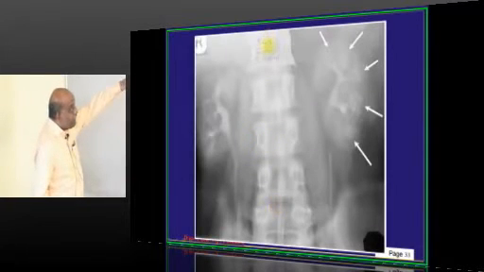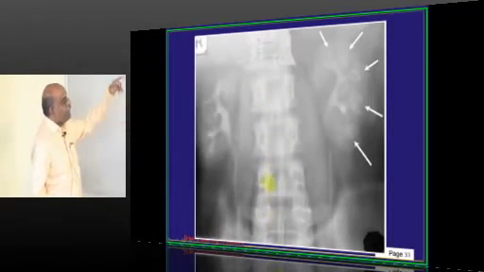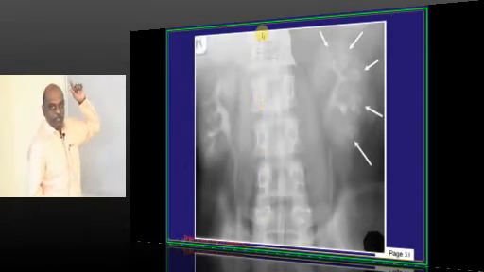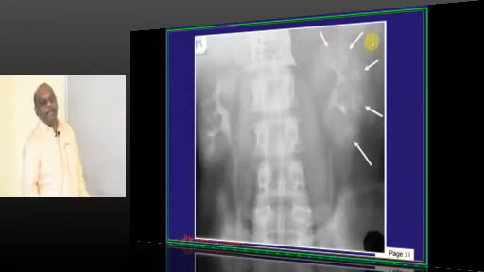In fact, you can appreciate the bamboo spine. All the syndesmophytes have led to the fusion of the vertebrae like a bamboo, and this patient was taking analgesics regularly and he developed a renal papillary necrosis.